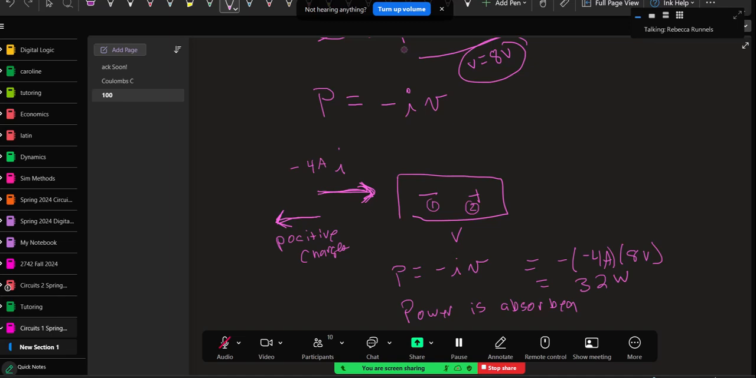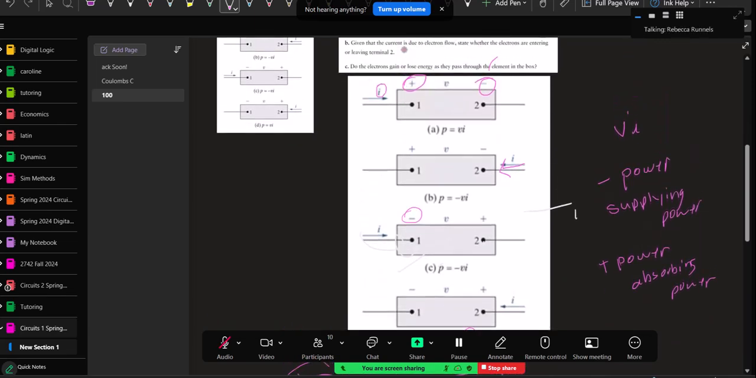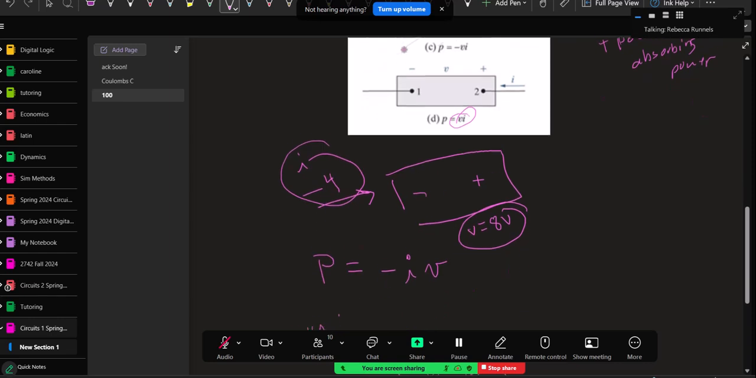So what direction are electrons moving? Opposite direction. So if positive charges are moving this way, then actually what's happening is electrons are moving to the right. So are electrons entering or leaving terminal 2? They're leaving terminal 2. Do electrons gain or lose energy as they pass through the element in the box?